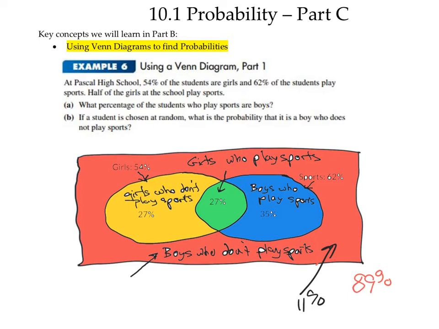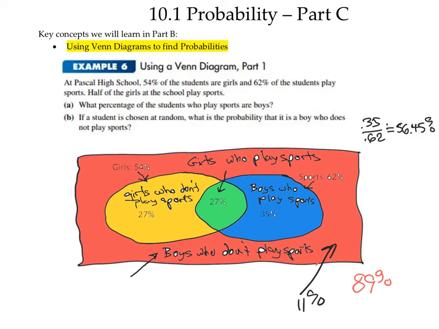Now that we've done all of this work, let's look at the two questions they're asking. First of all, what percentage of the students who play sports are boys? Notice we're limiting ourselves to the students who play sports, which was 62% of the student body. But we found out that 35% of the student body are boys who play sports. So what percentage of the students who play sports are boys? That would be 35% over 62%, which is about 56.45%.